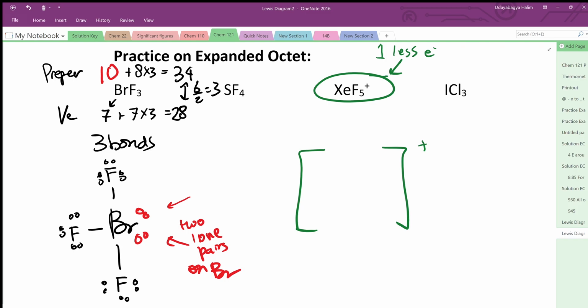Not quite. How many do you put in? It's supposed to be 5 bonds. If you put in a double bond, you have 6 bonds in total, because a double bond is 2. So that's almost there. The central atom doesn't have 12 yet. Yes, that's right.